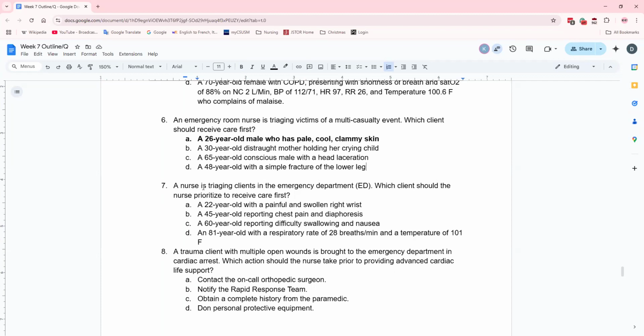Number 7, a nurse is triaging in the ED. Who should the nurse prioritize? A 22-year-old with a painful and swollen right wrist, a 45-year-old with chest pain and diaphoresis, a 60-year-old reporting difficulty swallowing and nausea, or an 81-year-old with respiratory rate 28, temperature of 101.